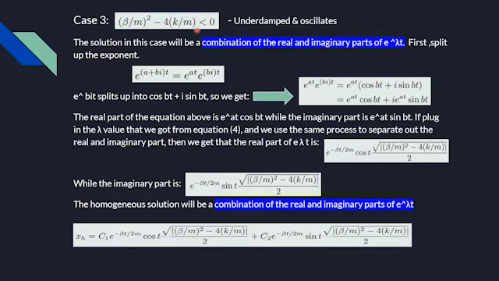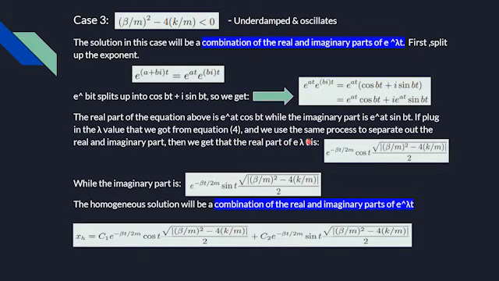In case 3, the discriminant is less than 0, so this case is underdamped and oscillates. The solution in this case will be a combination of the real and imaginary parts of exponential lambda t. First, we split up the exponent like this. Now we expand the exponential into cos bt plus i sin bt, so we get the equation like this. The real part of the equation above is exponential at cos bt, while the imaginary part is exponential at sin bt. If we plug in the lambda value, then we get equation 4.